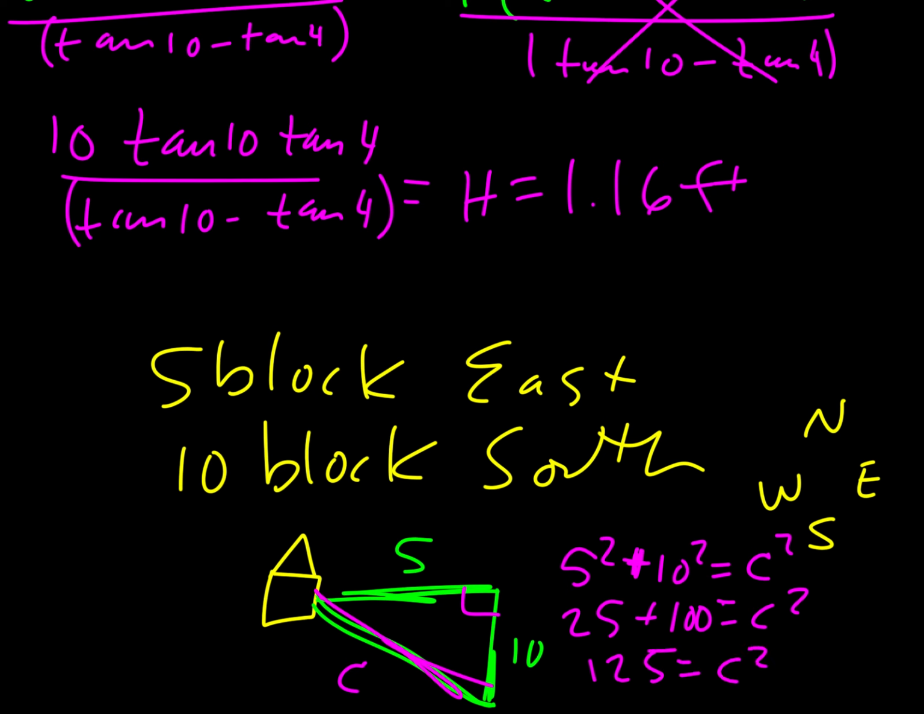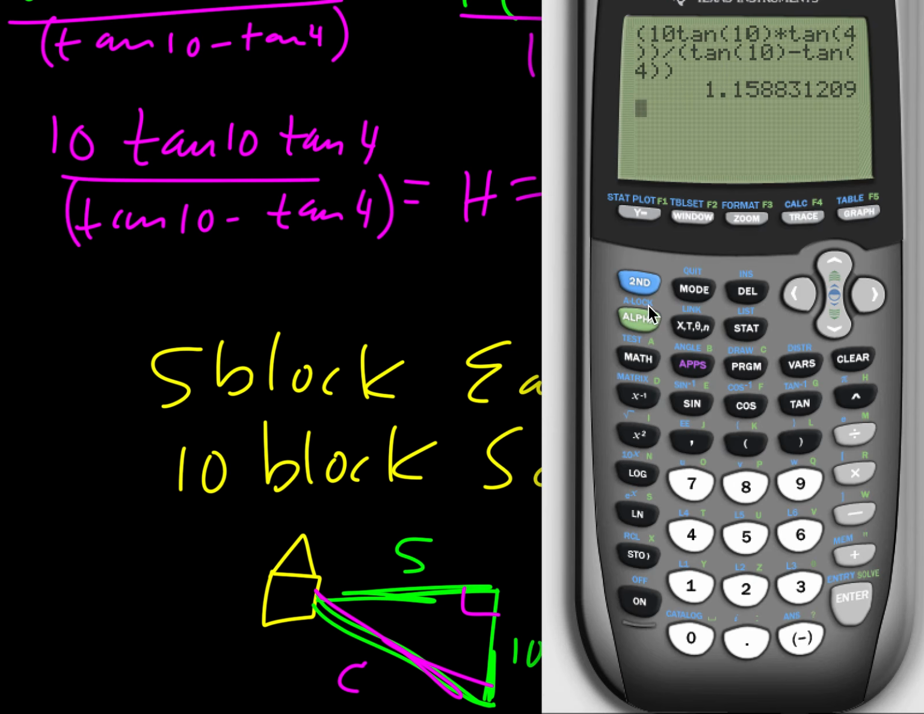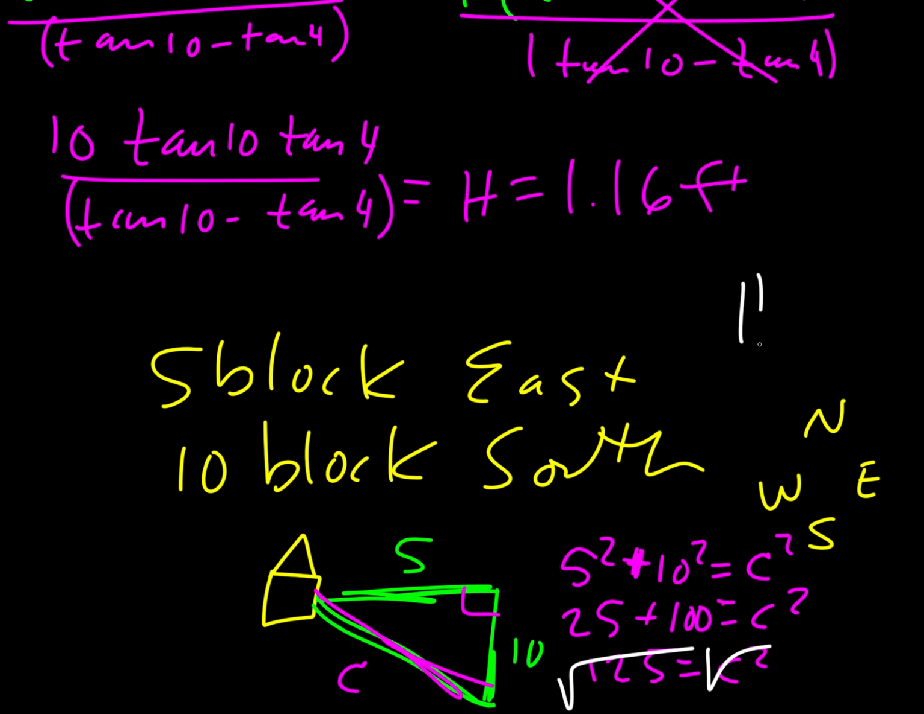And then we just square root both sides. Go to our calculator, and we go square root of 125 is 11.2 blocks.